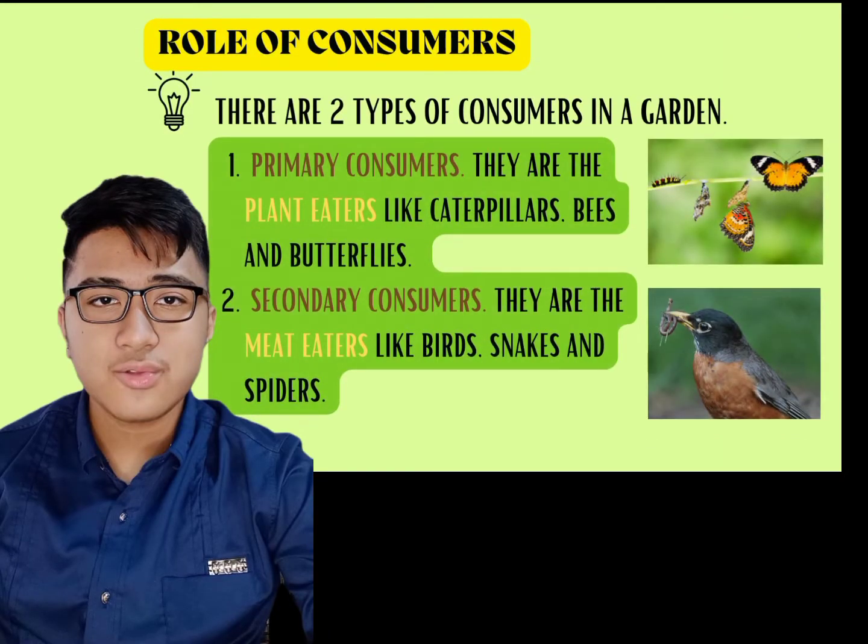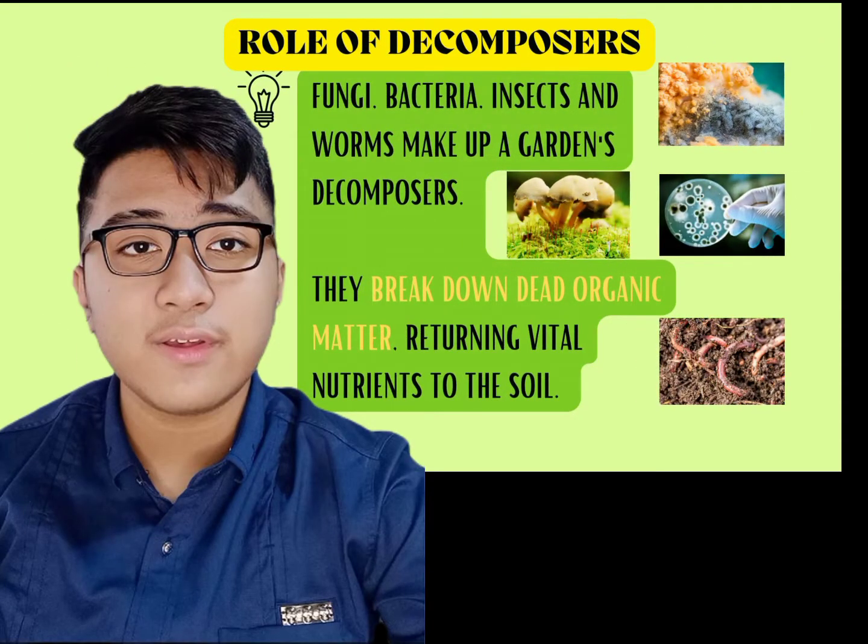The role of consumers. There are two types of consumers in a garden. The primary consumers are the plant eaters like caterpillars, bees, and butterflies. The secondary consumers are the meat eaters like birds, snakes, and spiders. The role of decomposers: fungi, bacteria, insects, and worms make up a garden's decomposers. They break down dead organic matter, returning vital nutrients into the soil.